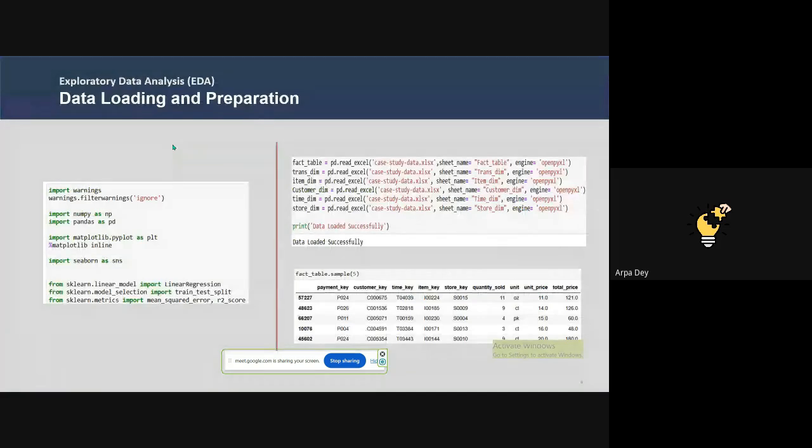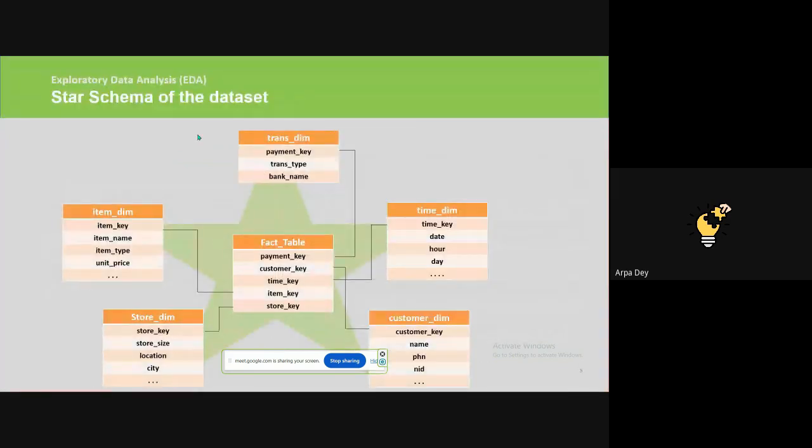Here I was given a data set which has a fact table and 5 dimension tables. This is the sample of our fact table, and here I have imported all the necessary libraries: matplotlib and seaborn for data visualization, and pandas for data manipulation. This is the star schema of the data set. As we can see, the fact table is connected with all the dimension tables by their primary keys. Moving on to the next slide.